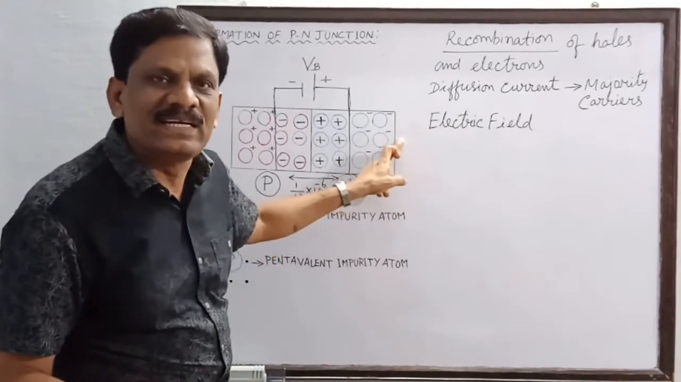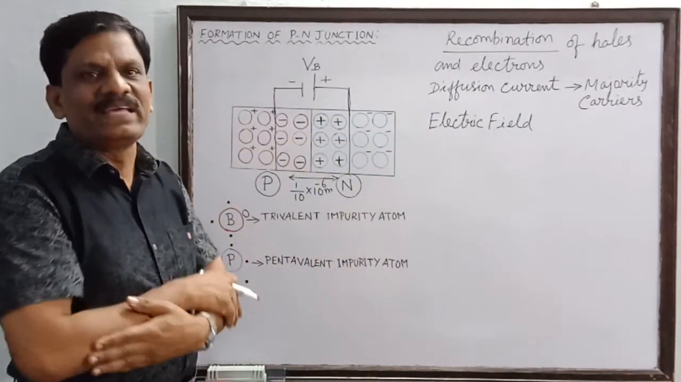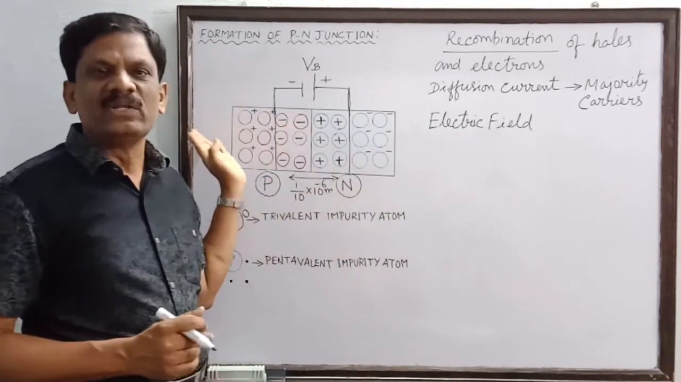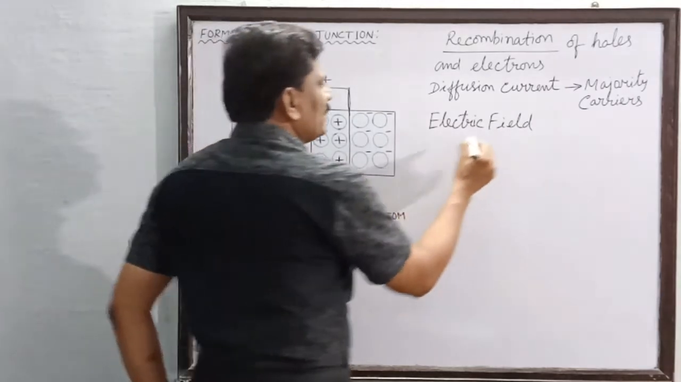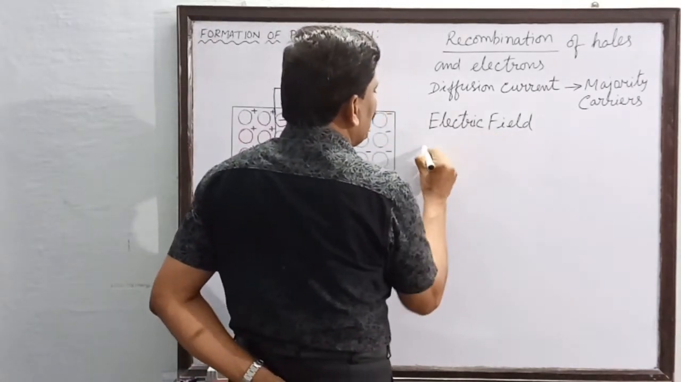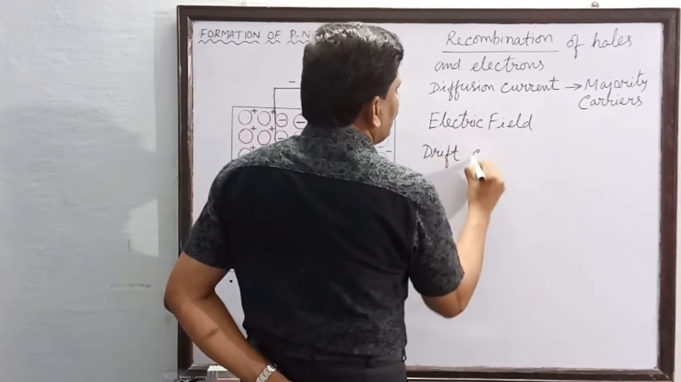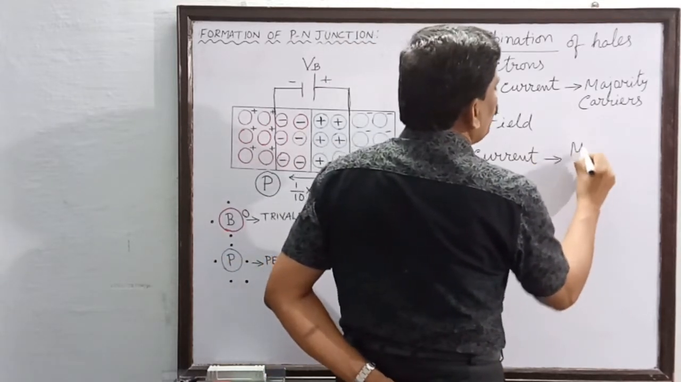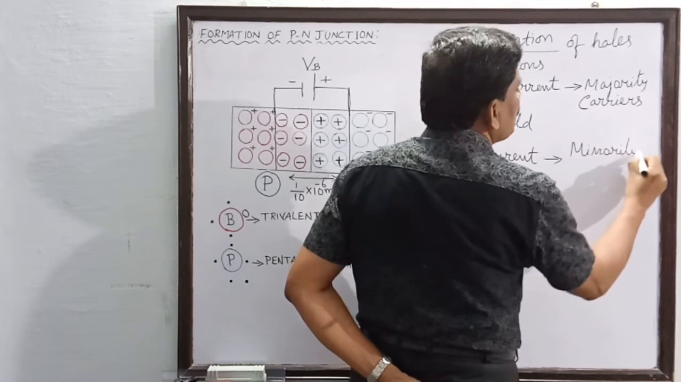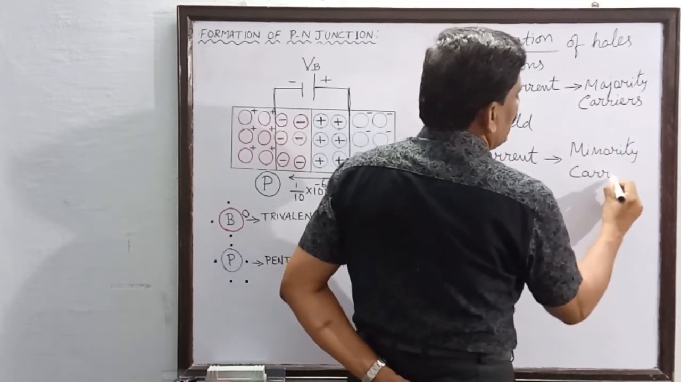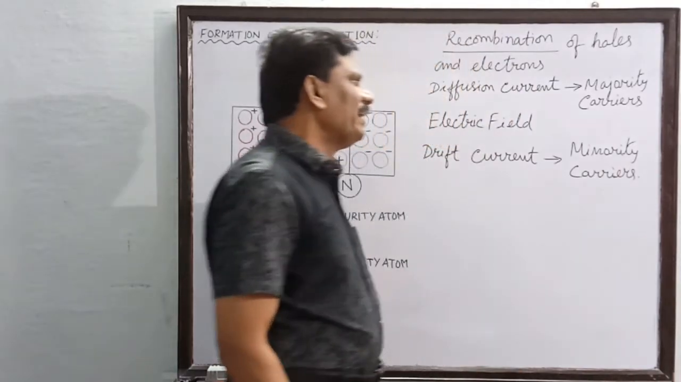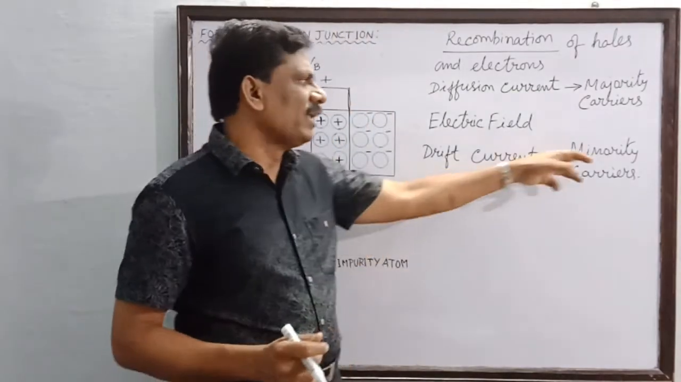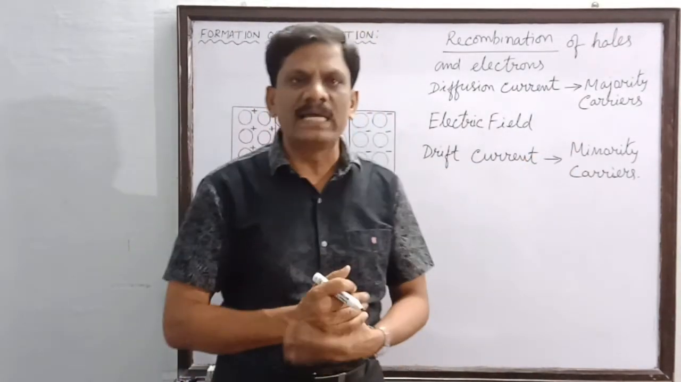They will be attracted by the negative potential of the electric field, and there is a drift of holes from the n region into the p region. So my dear students, due to the presence of the electric field, the drift current will flow inside the junction, and this is due to the minority charge carriers. Once the electric field is established across the p-n junction, the drift of the minority charge carriers will take place and it will produce a current.